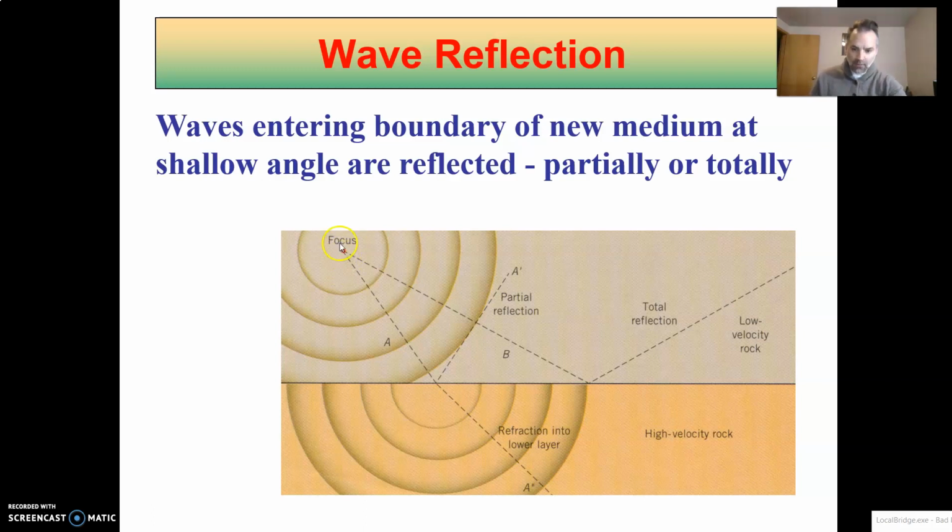One wave, for instance, may be 100% reflected, a total reflection here. Or you can also have a wave that's partially reflected here and then refracted into this lower layer. So again, you don't have to get 100% total reflection all the time. You can get a combination of both.